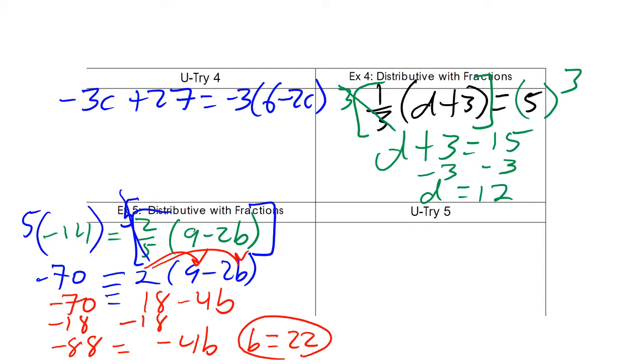Here's U try number 5. 4 equals 2 over 9 times 4y minus 2. And we need U try number 6. Here's U try number 6. 12 equals 4 over 3 times 7 minus n.